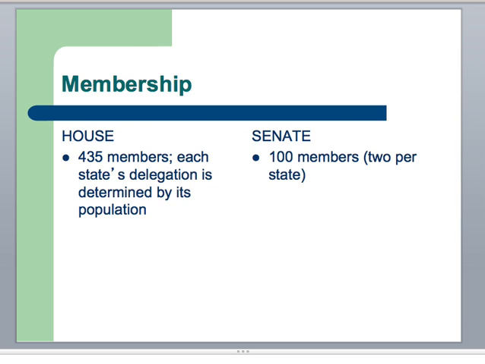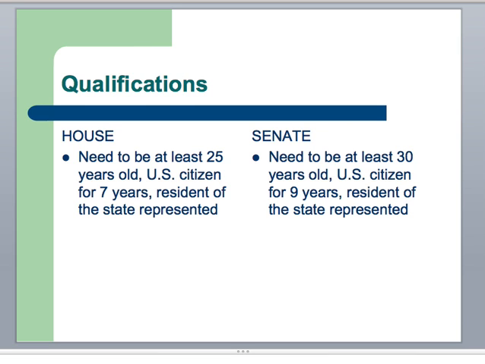And your Senate has 100 members, 2 per state. Pretty straightforward with that one. Okay, the qualifications. You'll notice that the Senate has tougher qualifications all the way around. To be in the House, you need to be 25 years old and a citizen for 7 years, and you just have to live in the state.